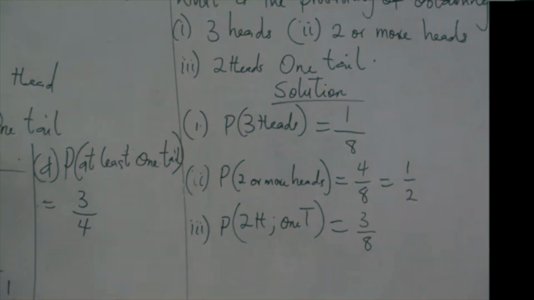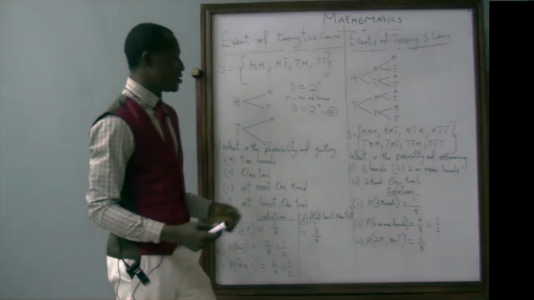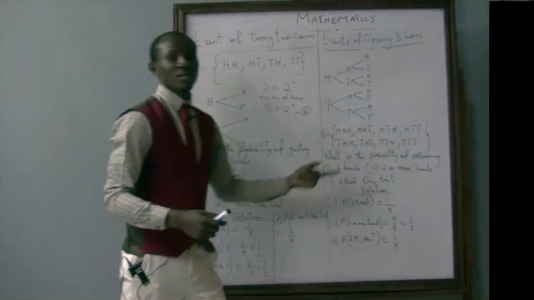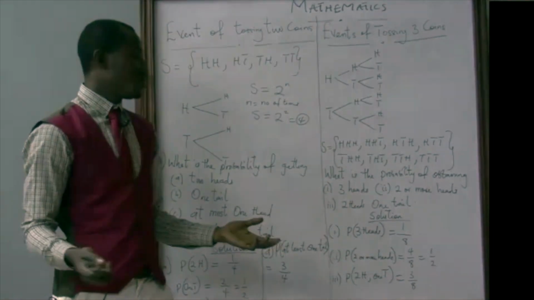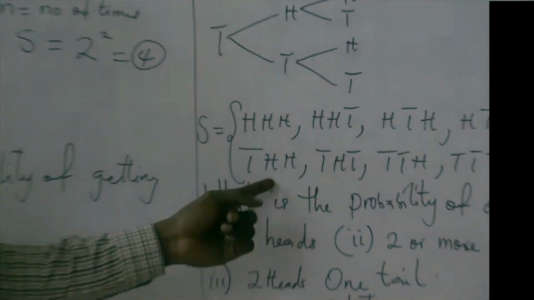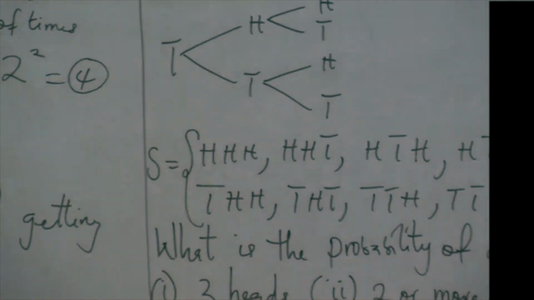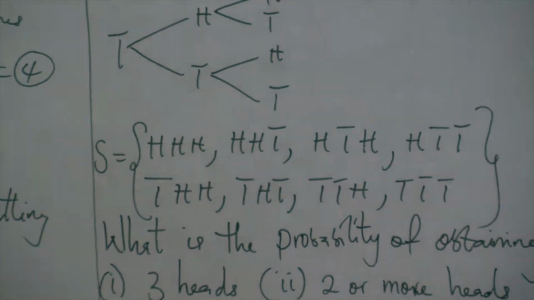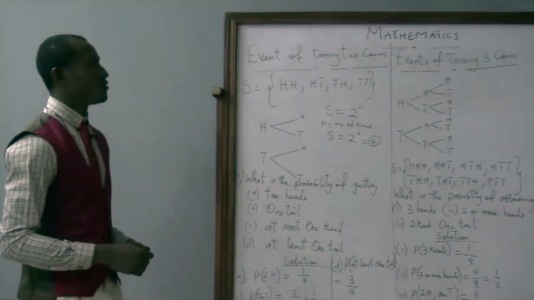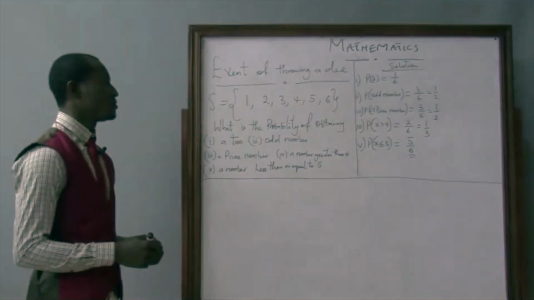What if the question says, what's the probability of obtaining a head first? A head first. Head is first here. Head is first here. Head is first here. Head is first here. That is 4 over 8. What's the probability of obtaining a tail first? Tail is first here, here, here, and here. Just like that. Different questions. So this is all about the event of tossing 2 coins and the event of tossing 3 coins. Now, the event of throwing a die.